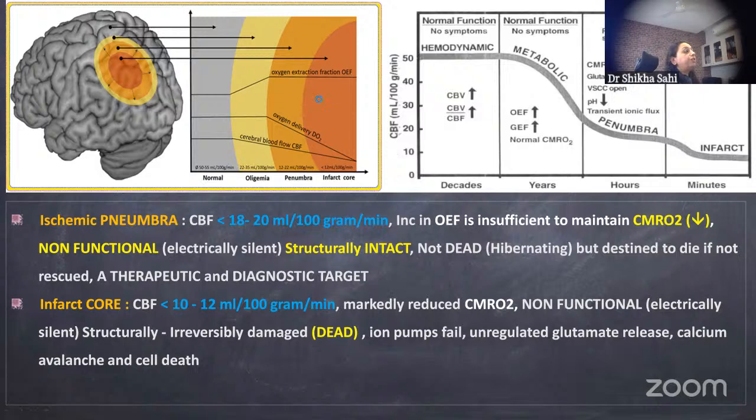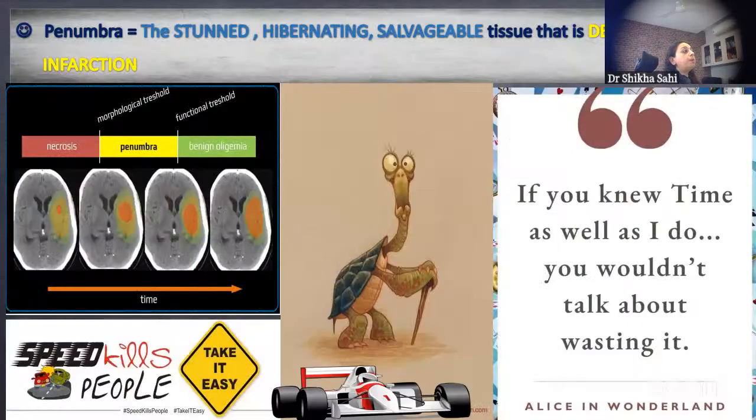So what we understand is that this penumbra, although it is a stunned and hibernating tissue, is destined for infarction if we don't save it. That is the one thing. So it will not recover on its own, versus oligemia. If there is an area of benign oligemia, even if there is no reperfusion, it will survive. So we have to save the penumbra in order to improve the functional deficit.